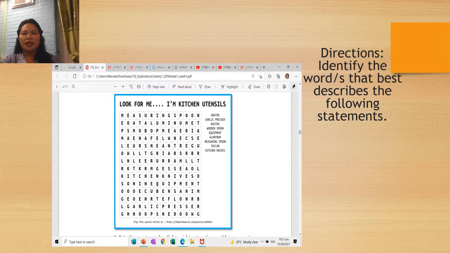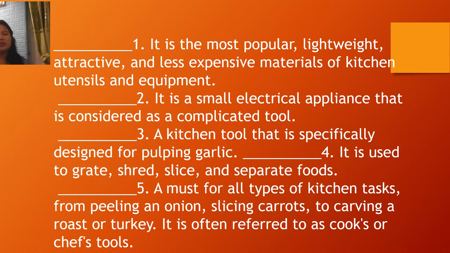Okay, this is the direction. You are going to identify the word or words that best describe the following statements. Here are the statements. Number one, it is the most popular, lightweight, attractive, and less expensive material of kitchen utensils and equipment. Number two, it is a small electric appliance that is considered a complicated tool. Number three, a kitchen tool that is specifically designed for pulping garlic. Number four, it is used to grate, shred, slice, and separate foods.